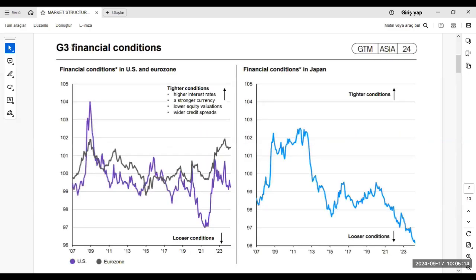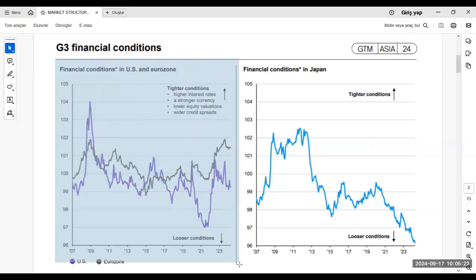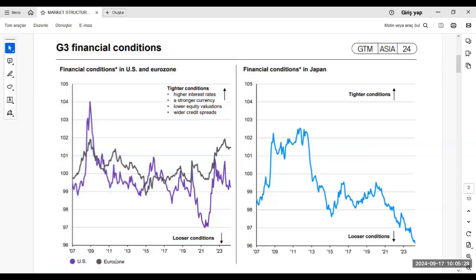And here, first of all, please look at this G3 financial condition. Here on the left-hand side we have a basic graph. It is showing the United States and Eurozone financial conditions. What we mean by financial condition is how the liquidity and the financial market is evolving in the United States and Eurozone between 2007 and today, approximately 16 years.